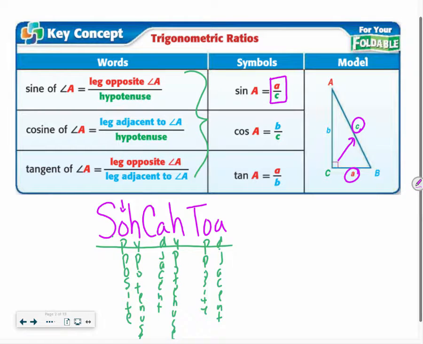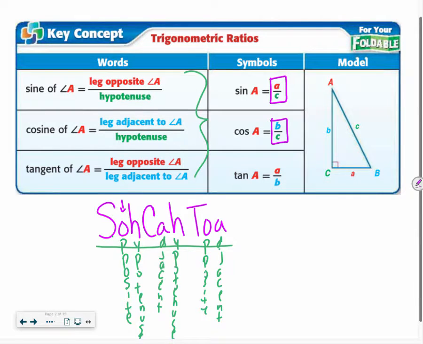Cosine of angle A, so I'm still using that same angle. Cosine is adjacent, so the side that's attached to angle A, and it's the side that is not the hypotenuse. The side that is not the hypotenuse is your adjacent. And then I do my adjacent over the side that is the hypotenuse. Again, the hypotenuse is opposite of your right angle. So cosine of angle A is my adjacent over my hypotenuse.